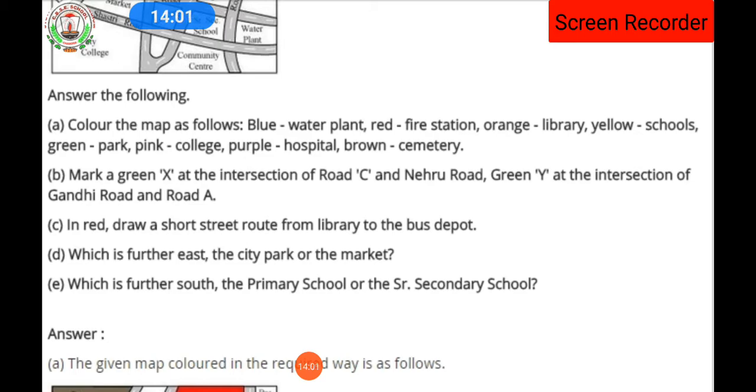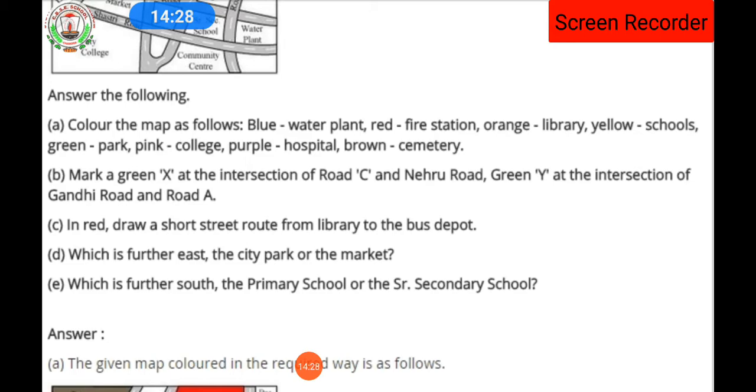of road C, Nehru Road, and green Y at the intersection of Gandhi Road and Road A. That means यहाँ पर अब आपको intersection जहाँ पर दो रोड आपस में कटा होगा उस रोड को आपको ग्रीन से मार्क करना है जहाँ पर X का लिखा होगा, है ना. Then in the C part, in red draw a short street route from the library to the bus depot.